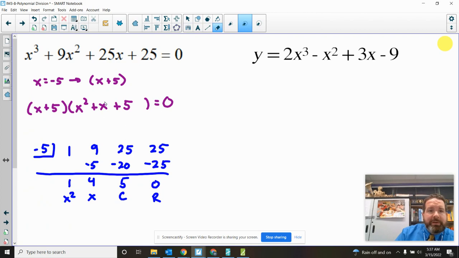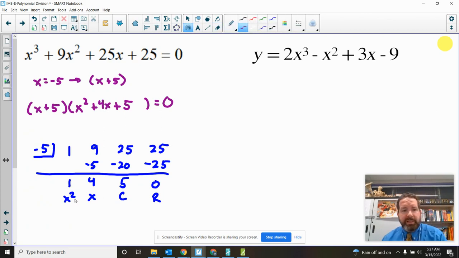So our second factor, the one that would lead us to our 2 imaginary roots. Oops, I forgot my coefficient in there. x squared plus 4x plus 5. And if you run this through your quadratic formula, you're going to find that your 2 other roots are, in fact, imaginary numbers.